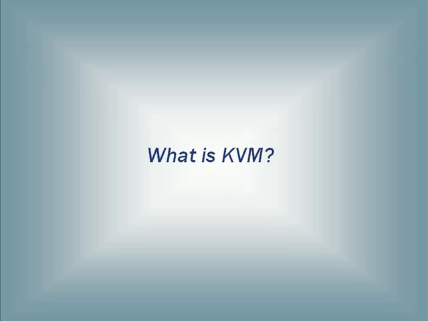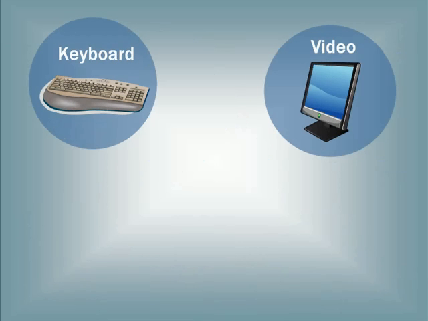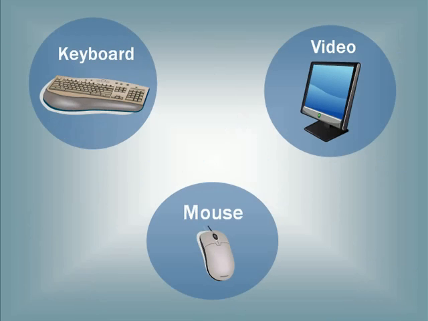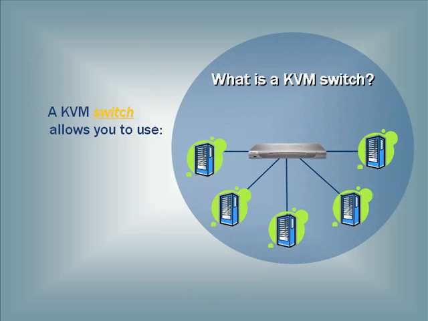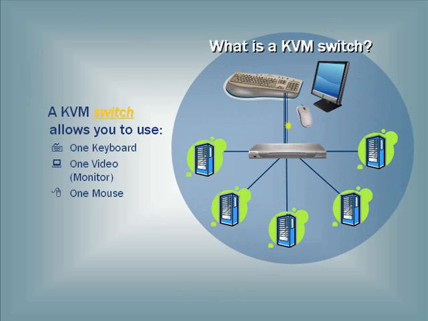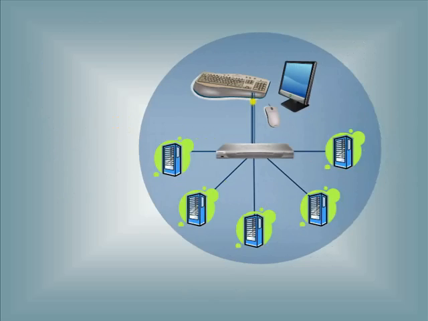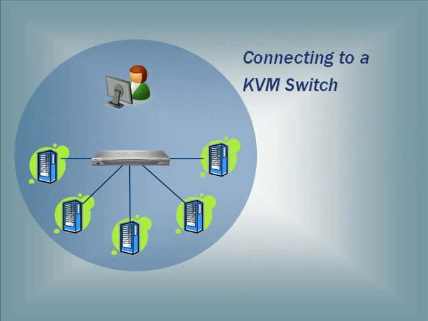The initials KVM are derived from the following items. K stands for keyboard, V stands for video, and M stands for mouse. A KVM switch is a single hardware device that allows you to use one keyboard, one monitor, and one mouse to access multiple servers. Your specific business needs will determine how you access your KVM switch.